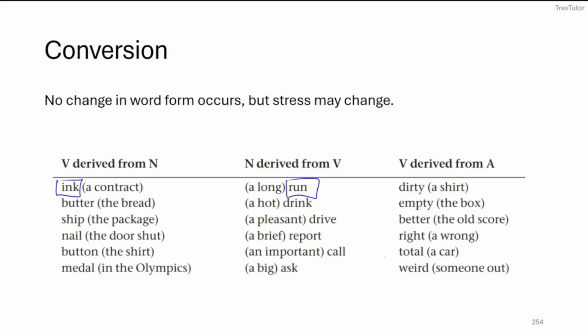Dirty is an adjective, but we could also say that you could dirty something, like you could dirty the table by putting a bunch of stuff on it. So it's kind of boring. It's just the same word used as multiple different categories.